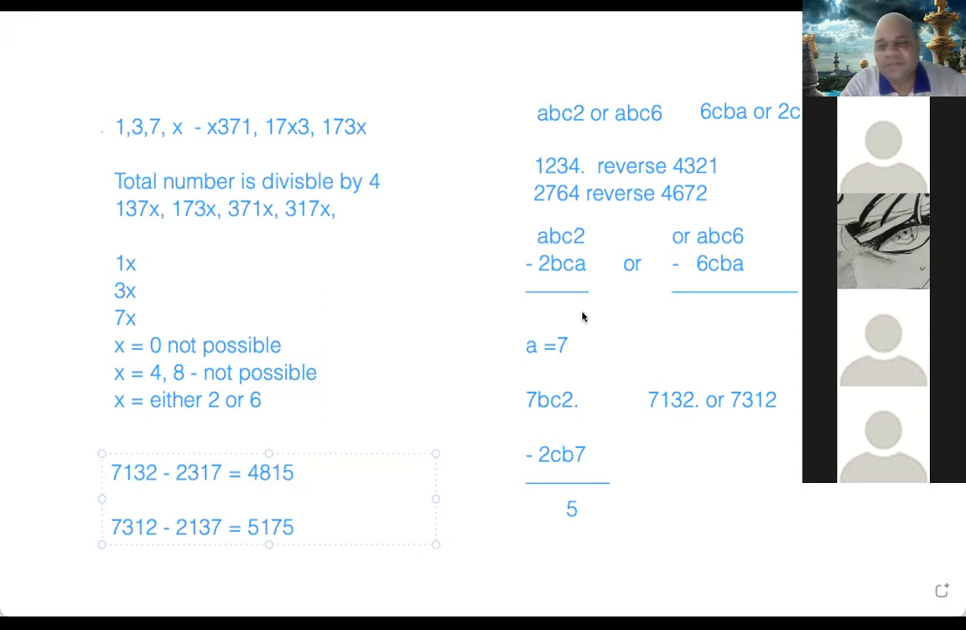Sai Pranav. Sai Pranav. Yes, sir. How did you get the number? Is it 7312 or 7132? Sir, I don't exactly remember. Okay.